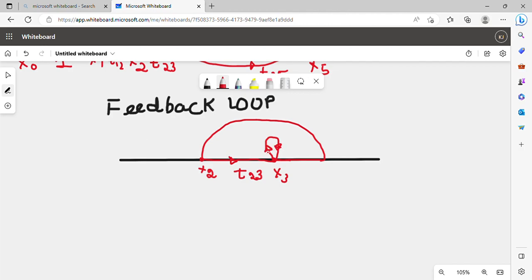Why feedback loop? Because it is starting from the same node, right? What node? That node is my x2. It is starting from x2 and terminating at the same node, because from x2 it is coming to x3, from x3 it is going here, and once again it comes to x4 and comes back to x2. I am showcasing using my pen, you can understand, right? This is what I am trying to tell you.